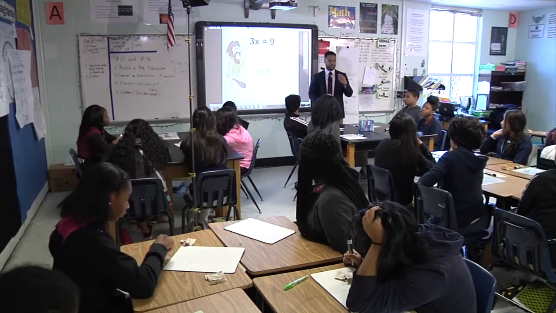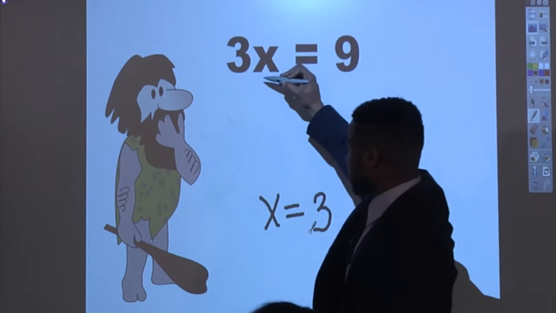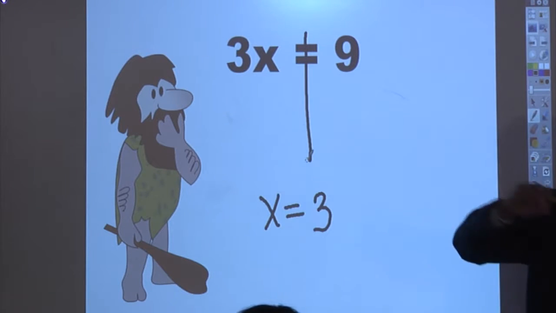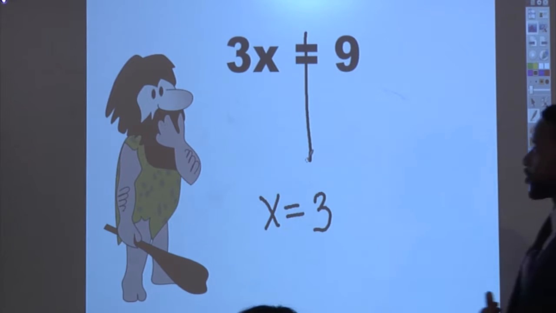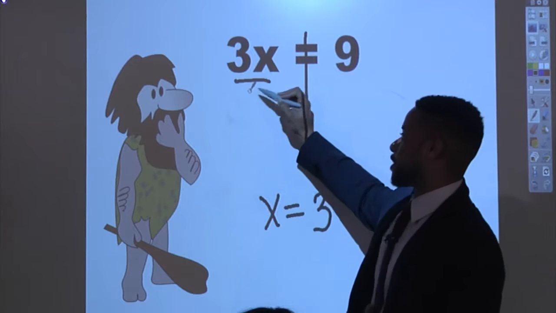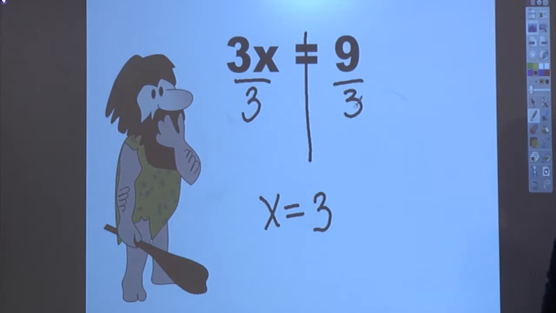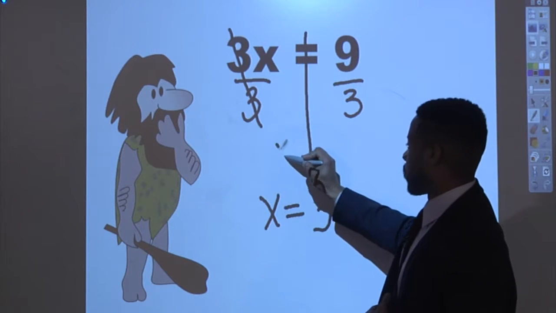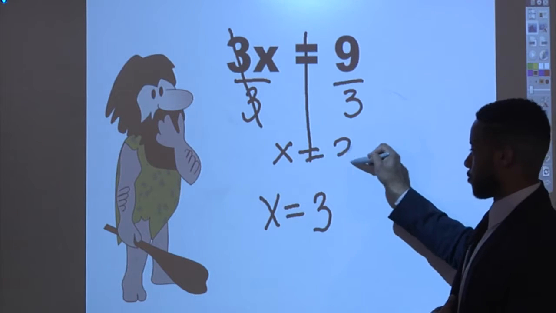But if we wanted to use inverse operation, my first step would be to separate the two sides. I know that this is multiplication. 3 times x equals 9. The inverse of multiplication is division. So I'm going to divide both sides by 3. Whatever I do to one side, I have to do to the other. 3 divided by 3 is 1, but we're not going to write that. So we're left with x, and 9 divided by 3 is 3.